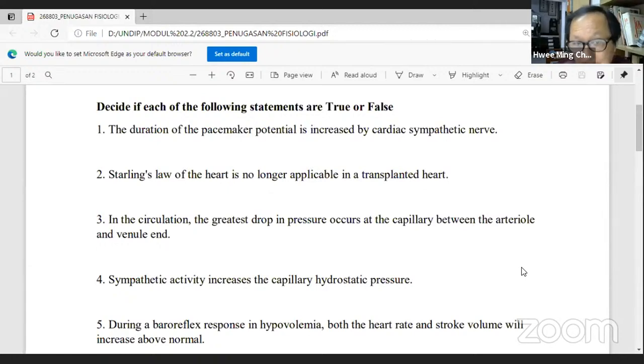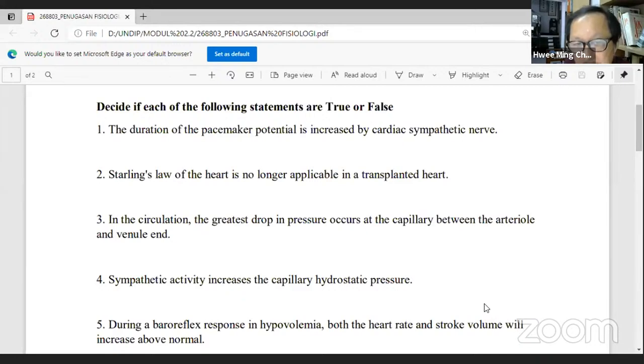Yeah, because you said that when the pacemaker, the SA node, is stimulated by sympathetic, then the time to reach the threshold is faster, right? That's why you get an increase in heart rate. So if the time to reach the threshold is faster, it means that the duration of the pacemaker potential, which is the spontaneous depolarization, will be shorter. So what I think in your explanation is the gradient of the pacemaker, the slope, is greater. Okay, but the duration is actually shorter. Do you see the difference?